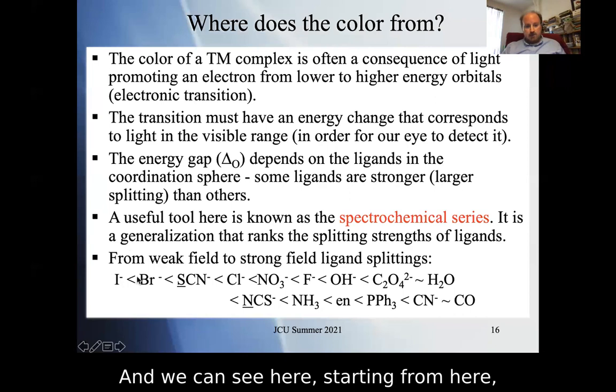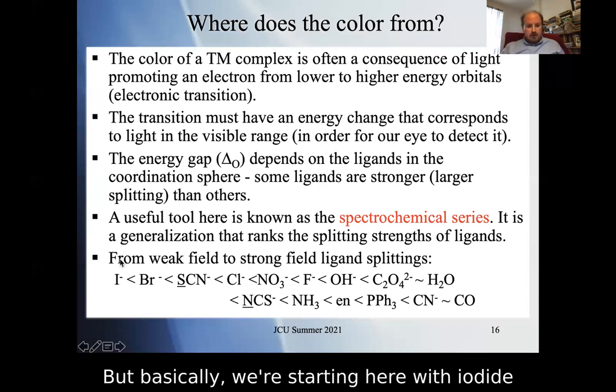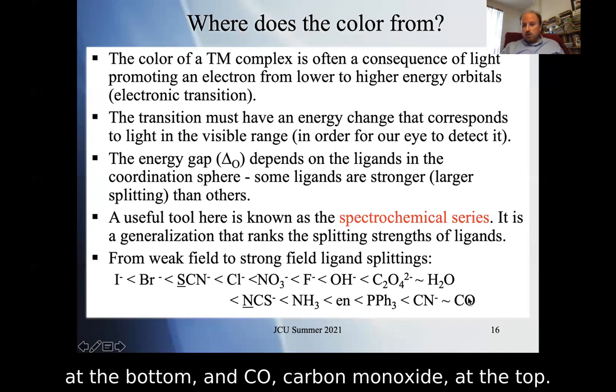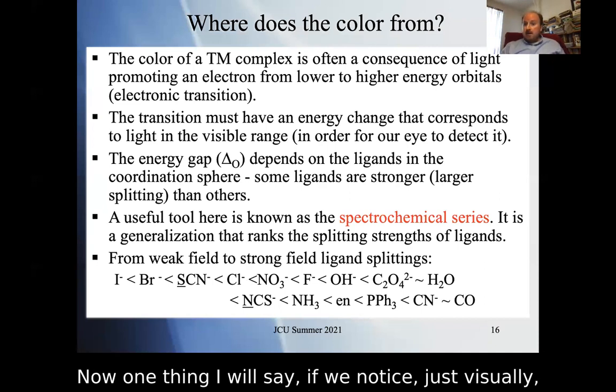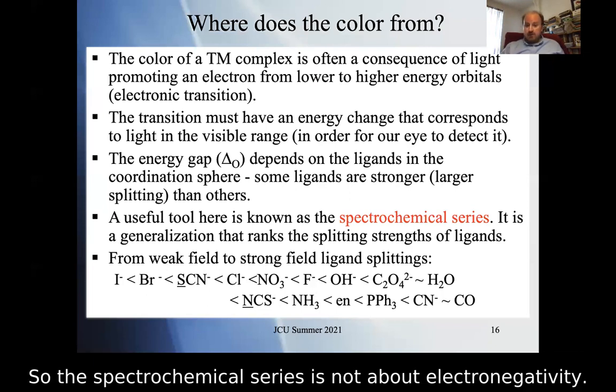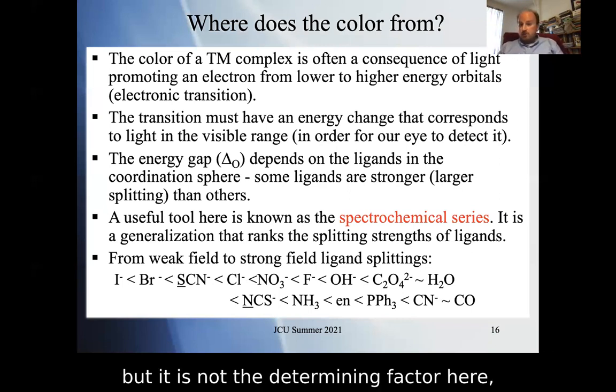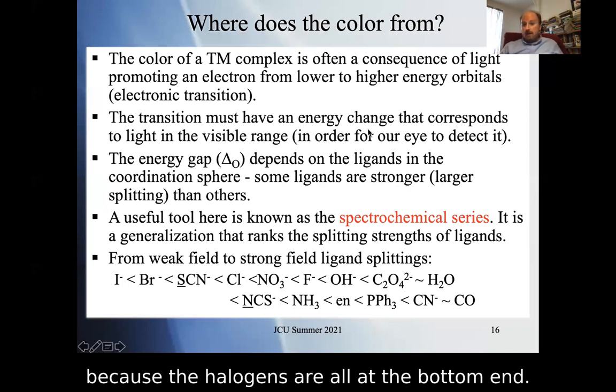And we can see here, unfortunately it's on 2 lines unless I make it super tiny and impossible to read, but basically we're starting here with iodide at the bottom and CO, carbon monoxide, at the top. One thing I will say is, if we notice just visually, the halogens are at the bottom. So the spectrochemical series is not about electronegativity. In many cases that is a factor that we worry about, but it is not the determining factor here, because the halogens are all at the bottom end.